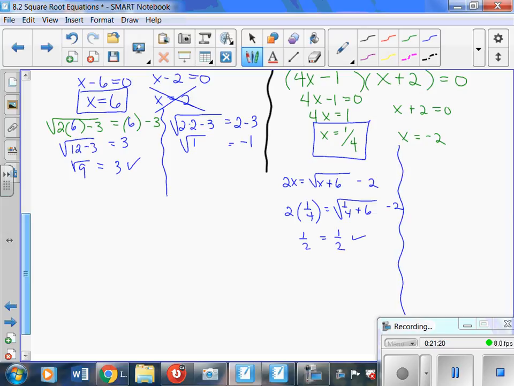So don't think automatically that the next one doesn't work. Always make sure you're checking it. All right, so this one turns out to be 2 times negative 2 is equal to the square root of negative 2 plus 6 minus 2. And this turns out to be negative 4 is equal to 0, which of course doesn't work. So we reject that.